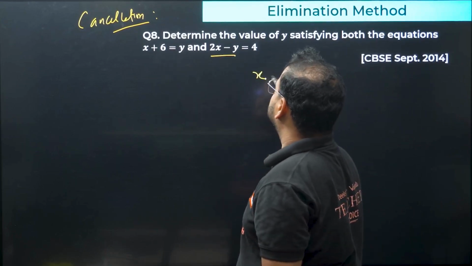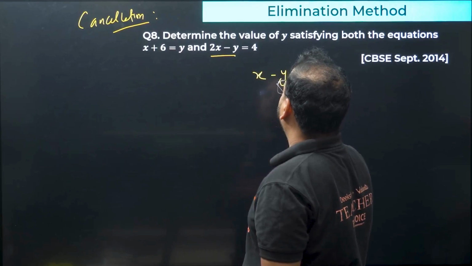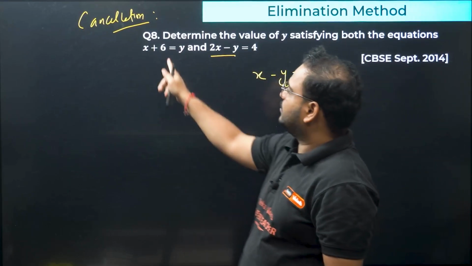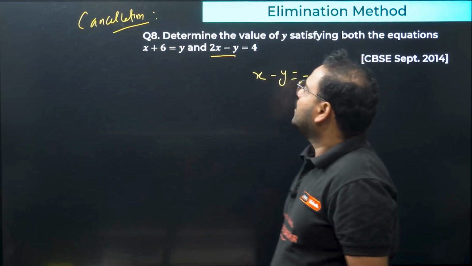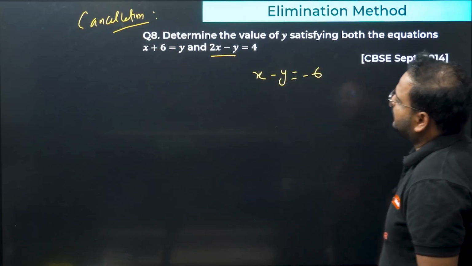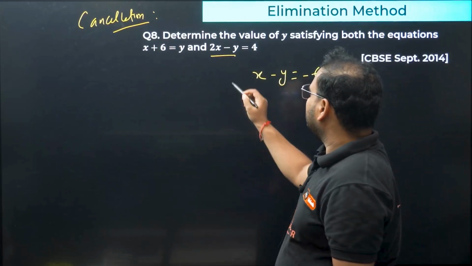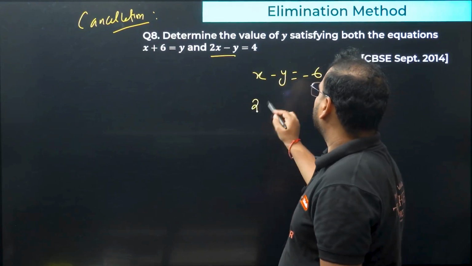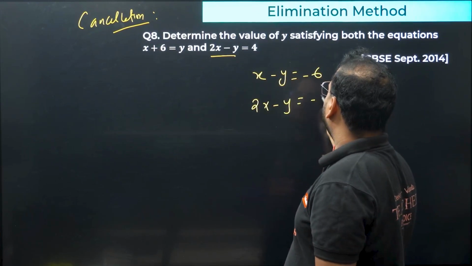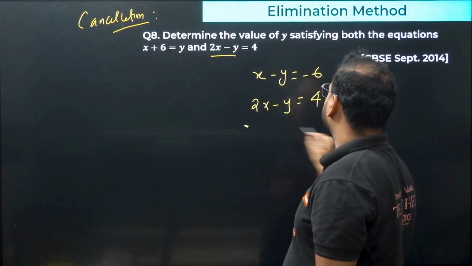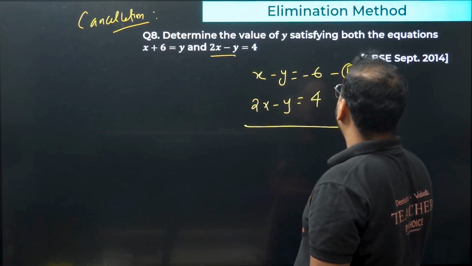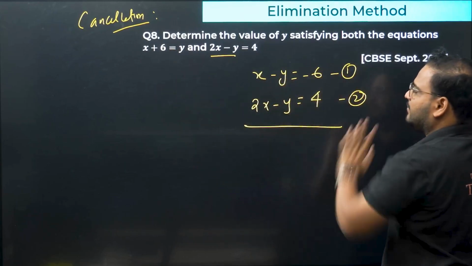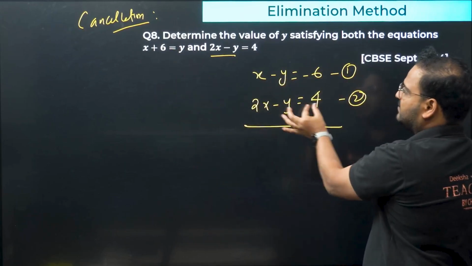I'm going to make this equation first. x minus y equal to minus 6 is there, right? And for this one we have 2x minus y equal to 4. Equation 1, equation 2. Moving 6 and y on this side, so I get x minus y equal to minus 6. Here this is same, 2x minus y equal to 4.